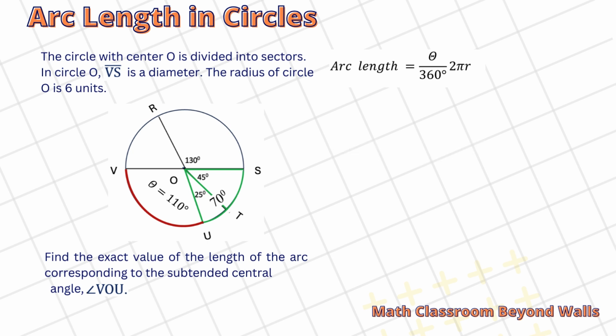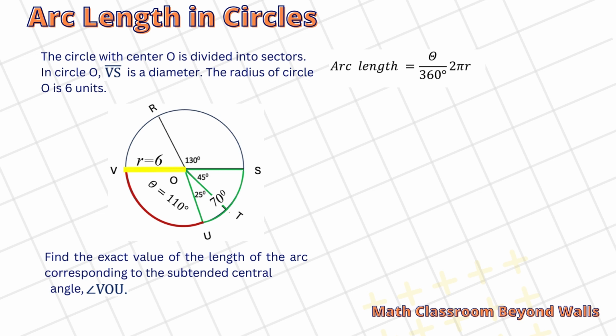The other value we need to solve the problem is the radius r of the circle. And this is given in the problem. This is 6 units. Now, we can use our formula. Oh wait, we also need to know what exact value means because we are to answer this in exact value.